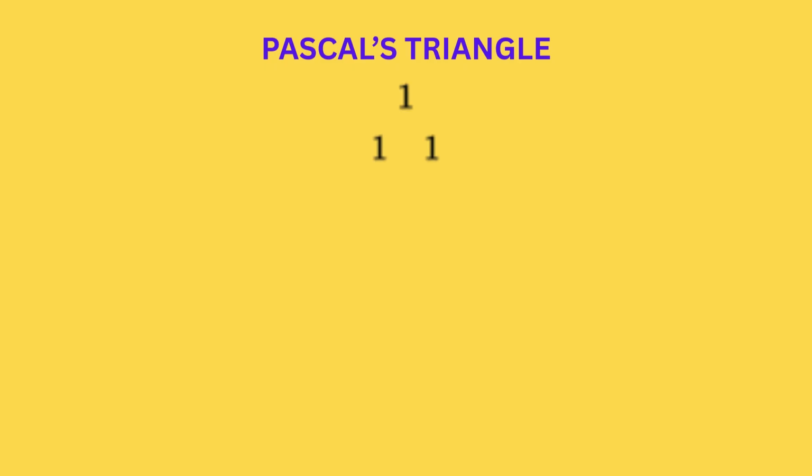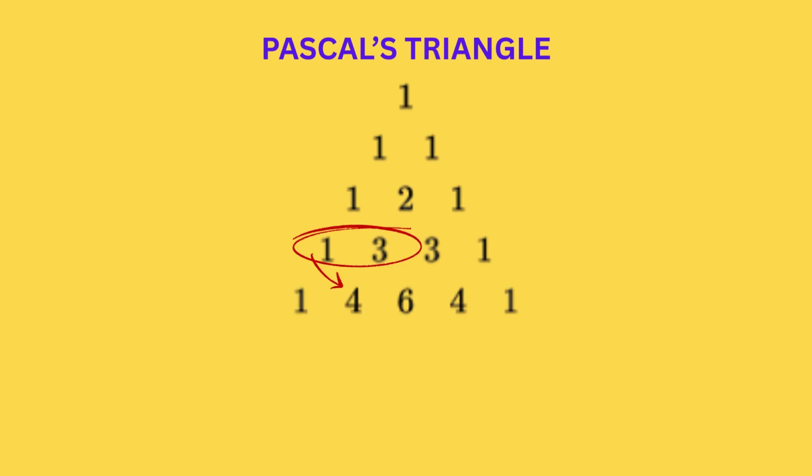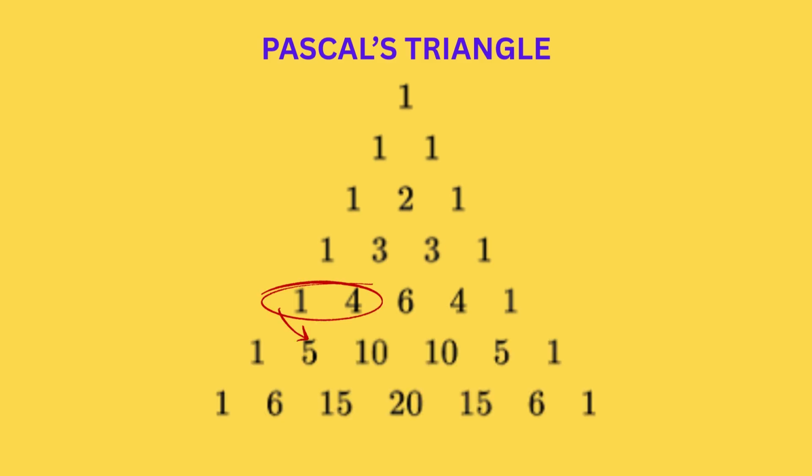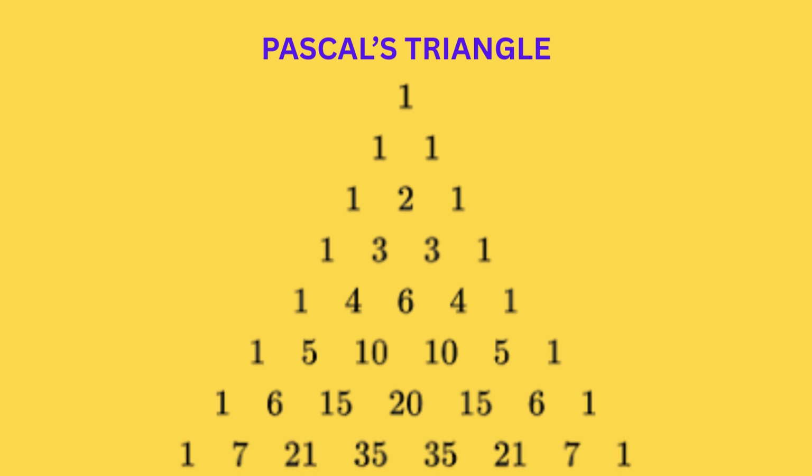So for row 2, place a 1 at the beginning and end. In the middle, add 1 plus 1 from the row above. That gives us 1, 2, 1. The next row starts and ends with 1 again. Then, add 1 plus 2 to get 3, and 2 plus 1 to get another 3. That gives us 1, 3, 3, 1. Repeat this process to build as many rows as you like. Row 4 would be 1, 4, 6, 4, 1. The next row is 1, 5, 10, 10, 5, 1, and so on.